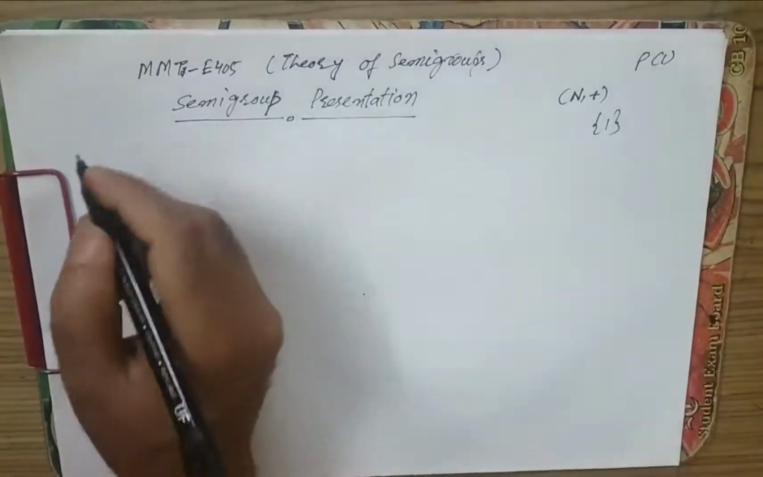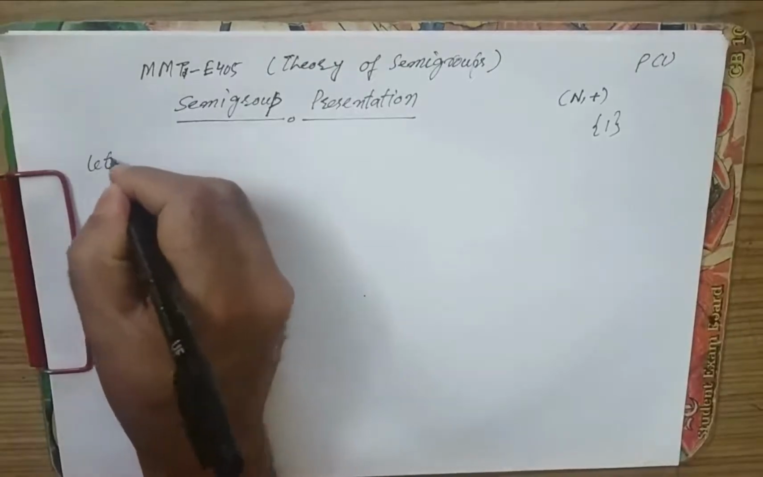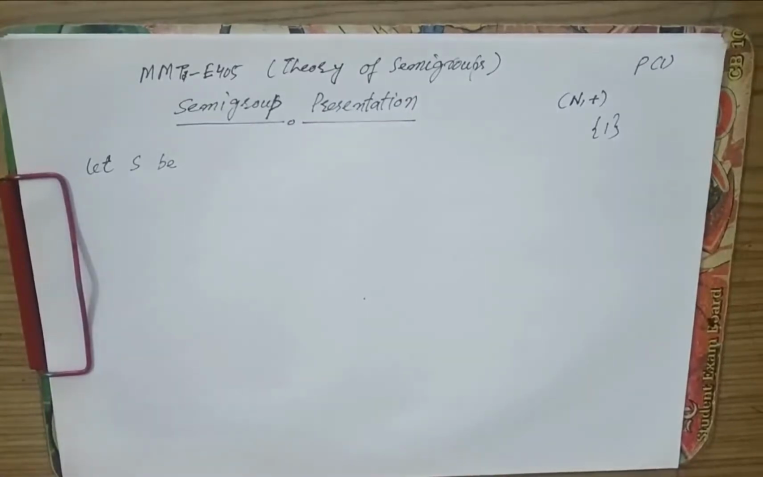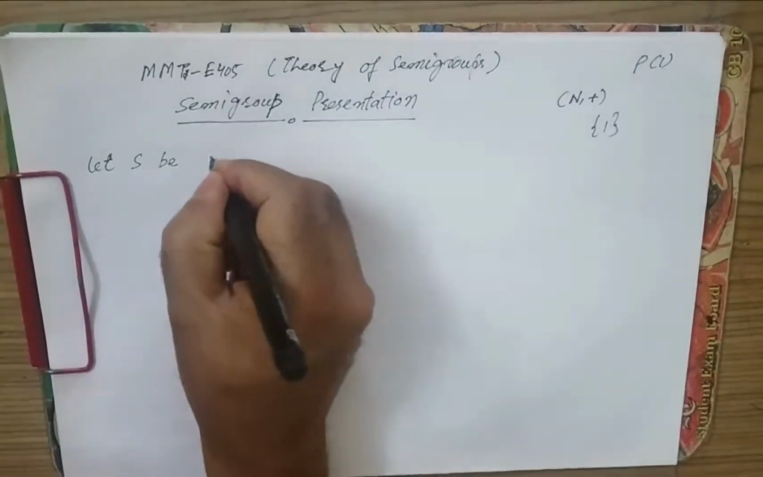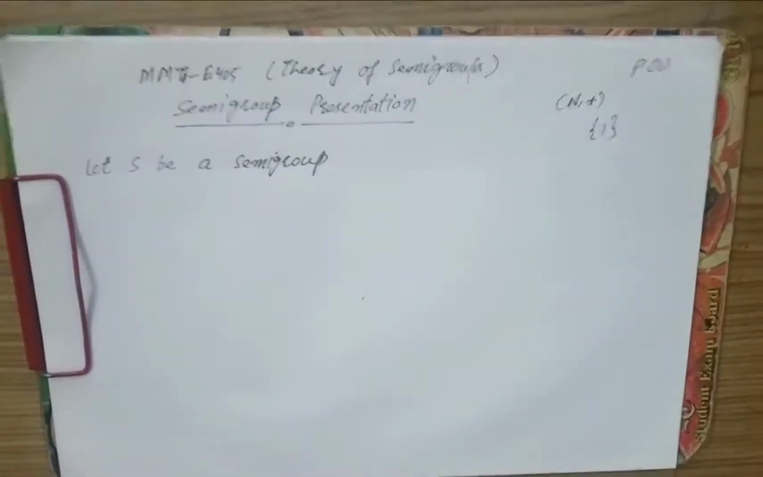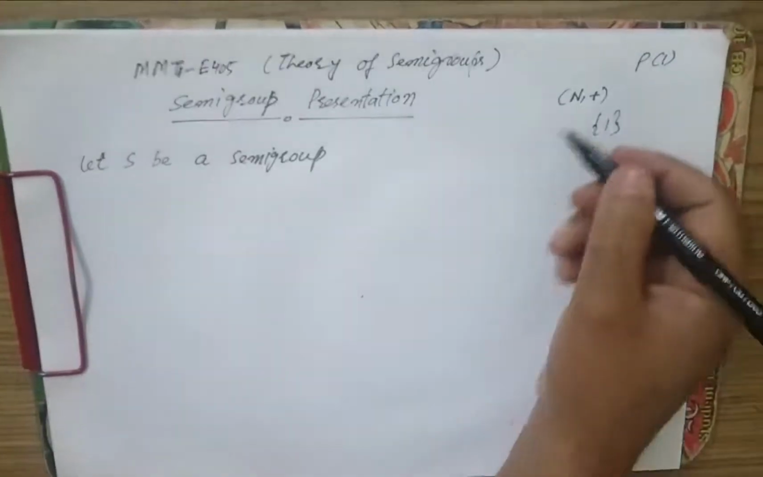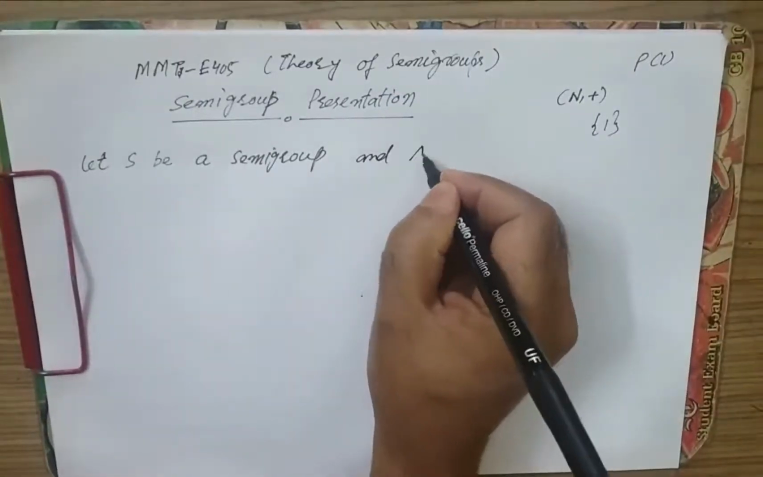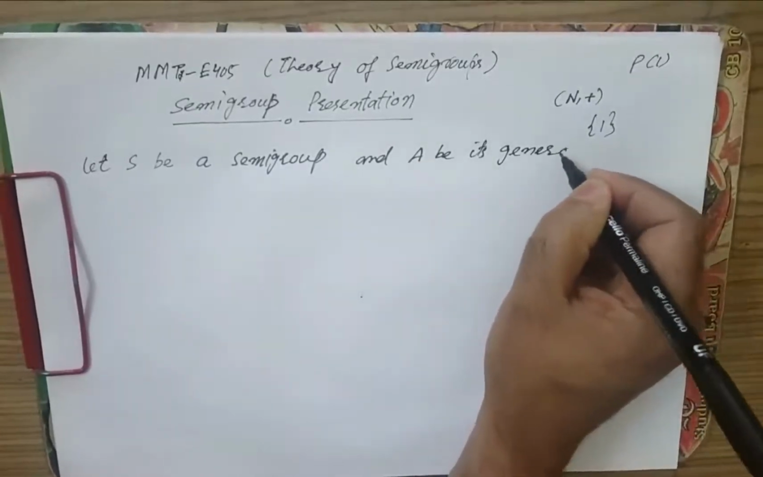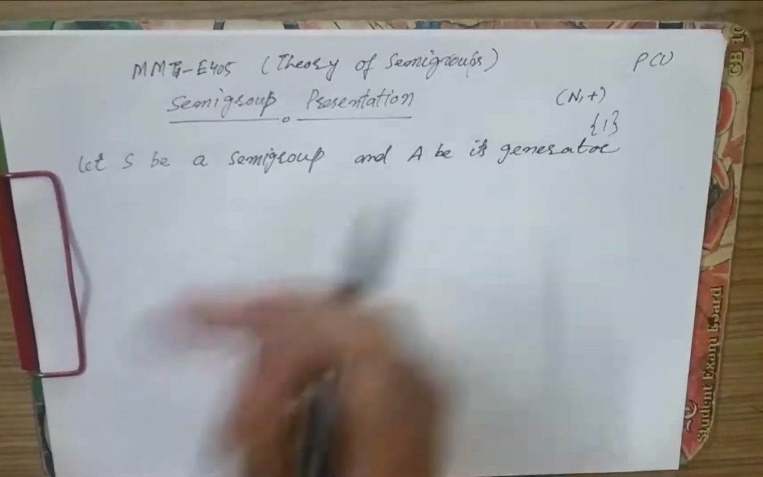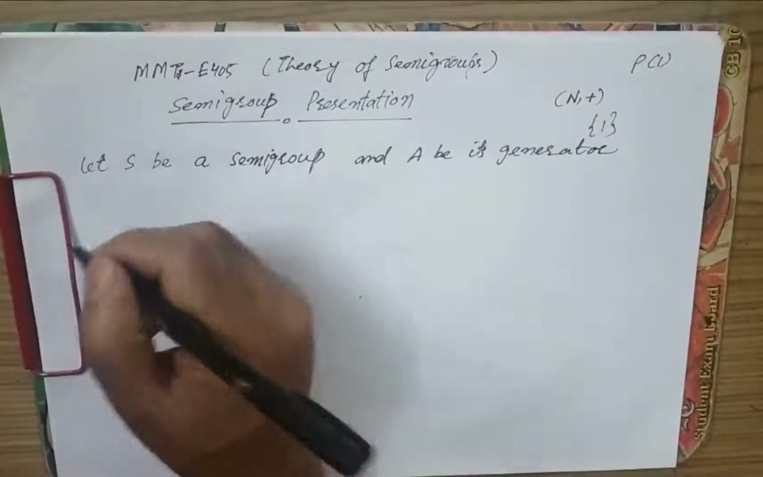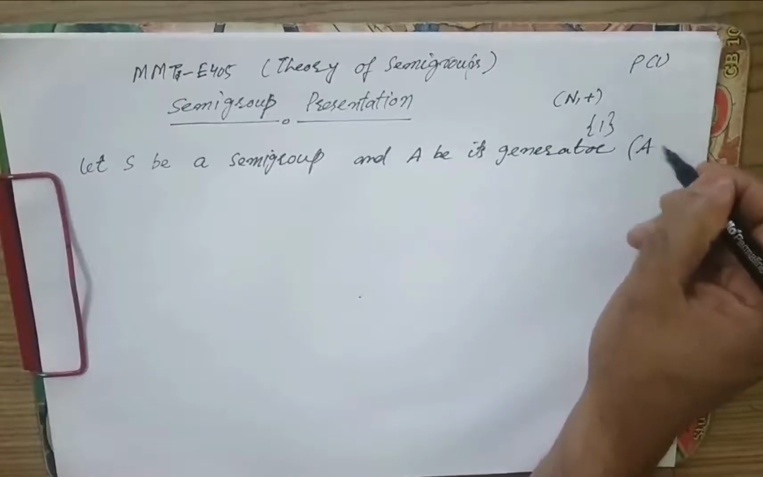So let's assume, let S be a semigroup and A be its generator in this sense. It may contain more than one element. In case it's a singleton set, then it's called a monogenic semigroup. So then this A is a subset of S here.